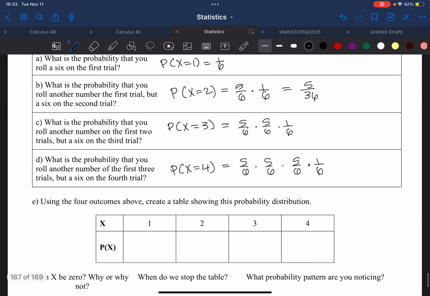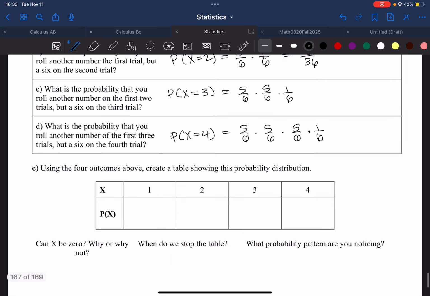So it says, using the 4 outcomes above, create a table showing the probability distribution. So when X was 1, we had 1/6. When X was 2, we had 5/6 times 1/6. When X was 3, we had 5/6 times 5/6 times 1/6. And then when X was 4, we had 5/6 3 times, and then 1/6. So our failures, then our success.